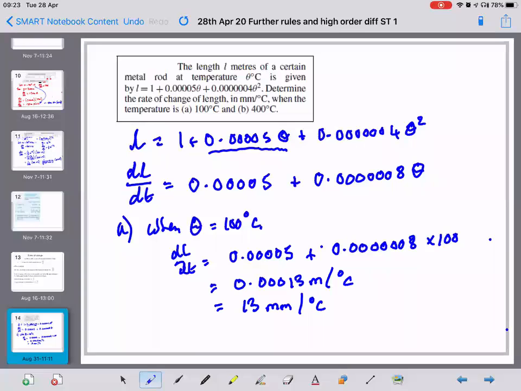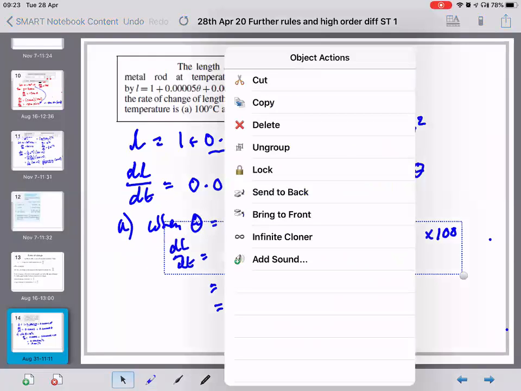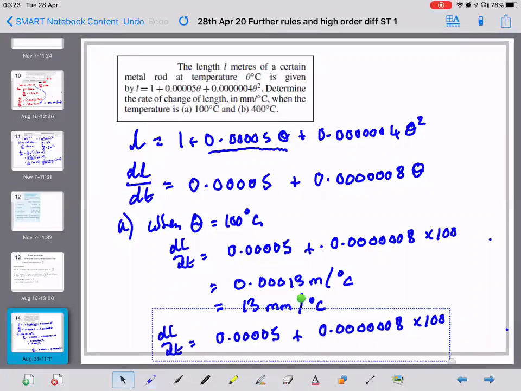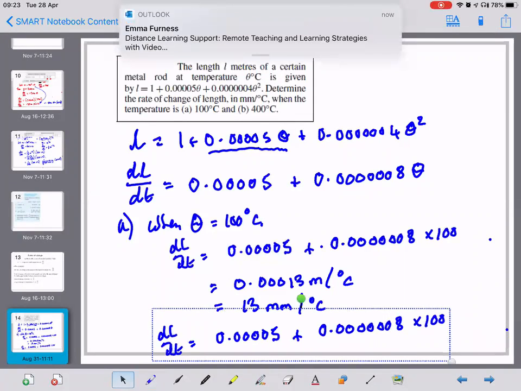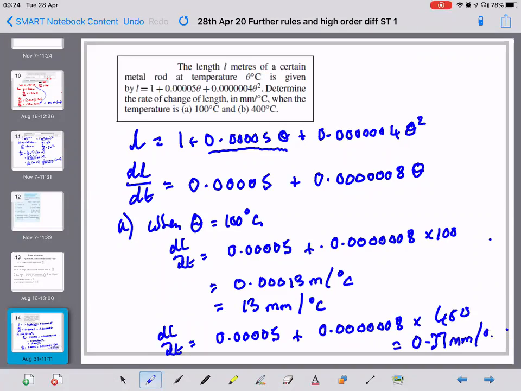And then for part B, we would just take this and replace the 100 with 400, and if you try, your calculator should get 0.37 millimeters per degree C.